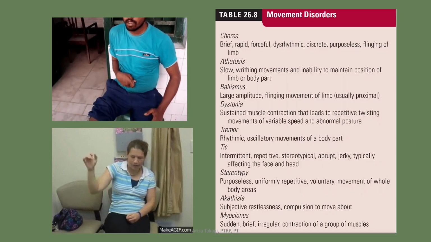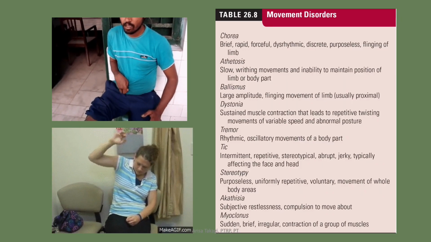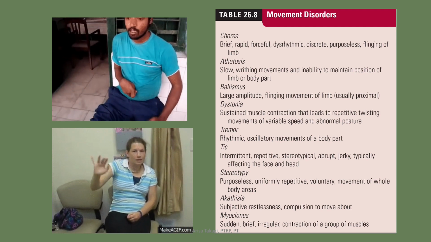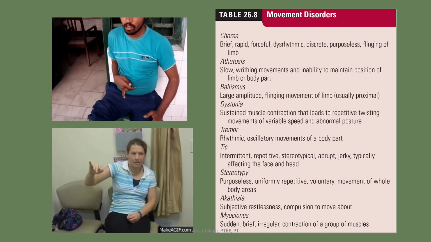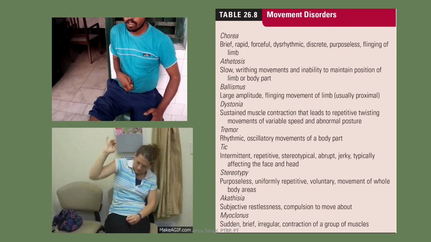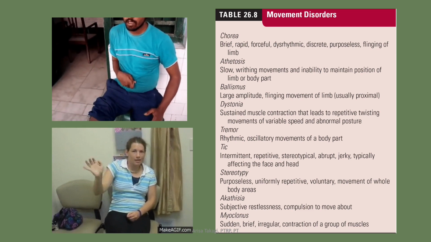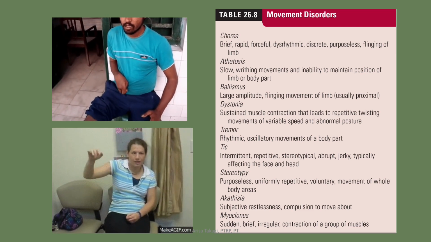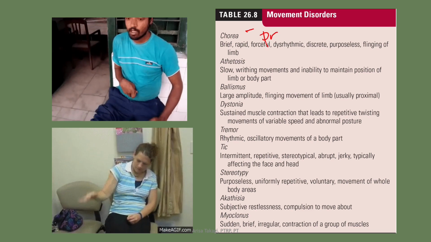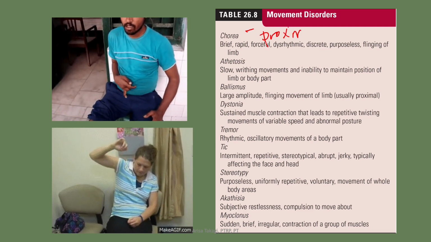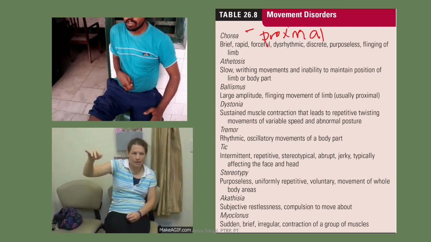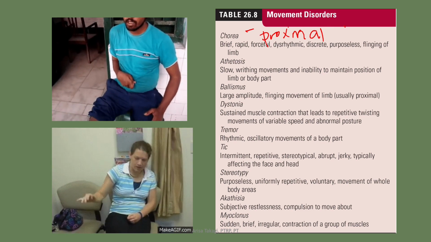So again, these are the movement disorders involving basal ganglia lesion. So chorea, this is brief, rapid, forceful, dysrhythmic, discrete, purposeless flinging of limb, specifically of the proximal. Diba? Proximal. So affectation nito is the putamen or the striatum.